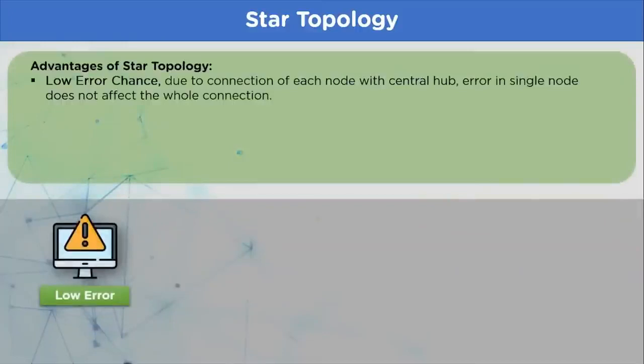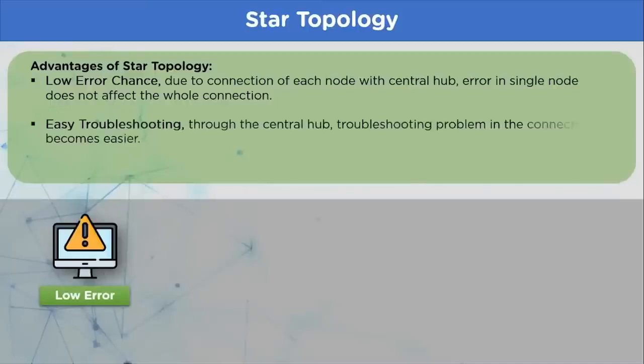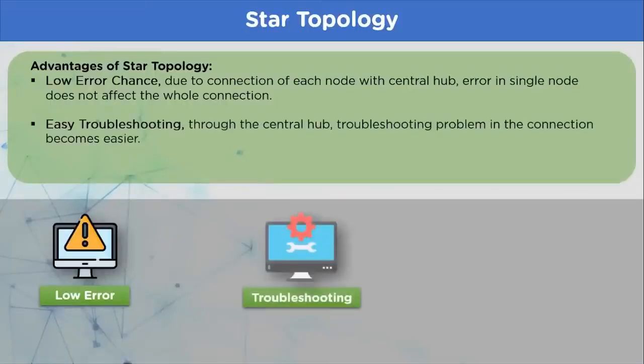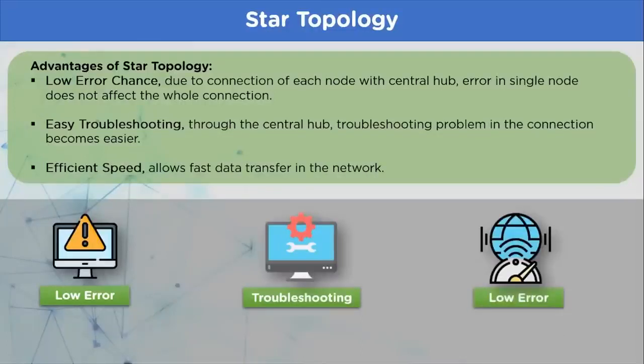Next, advantages of star topology. In case of a node crash, the network as a whole remains unaffected as each node is connected to the server of a connection. The hardware requirements are easily available and of low cost. Troubleshooting is easy through the use of the central hub to identify the faulty node.